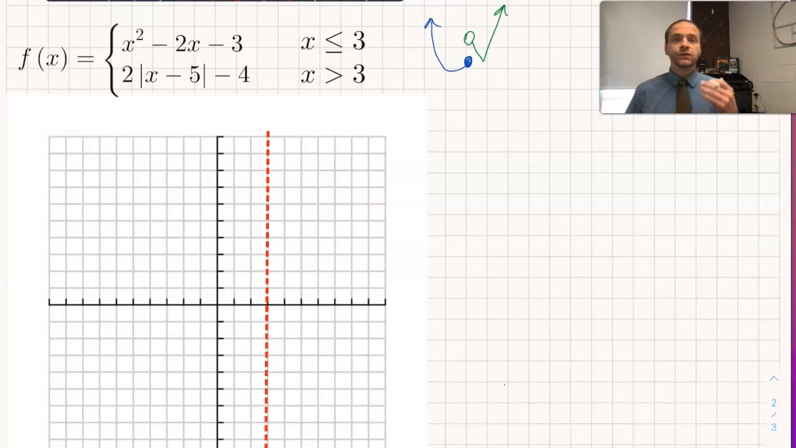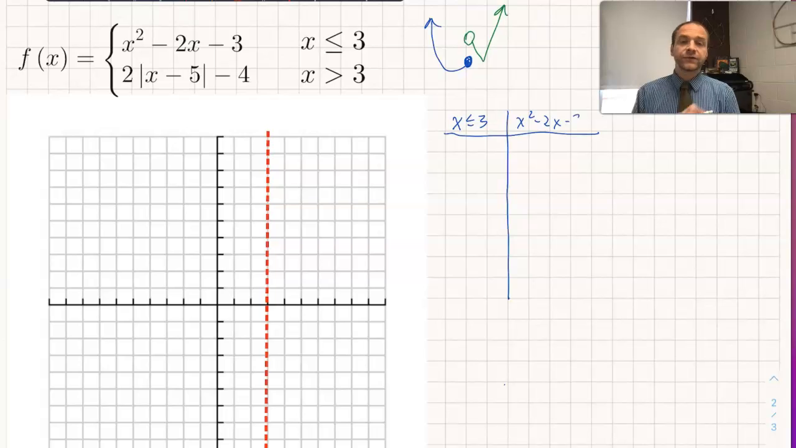So now I'm going to put my functions into my calculator. Because they're more complicated, a quadratic and an absolute value, I'm going to type them in the calculator and let the calculator spit out the table for me. But I'm going to be very careful when doing that, because for the x's, I want less than or equal to 3 only for my parabola. So x squared minus 2x minus 3.